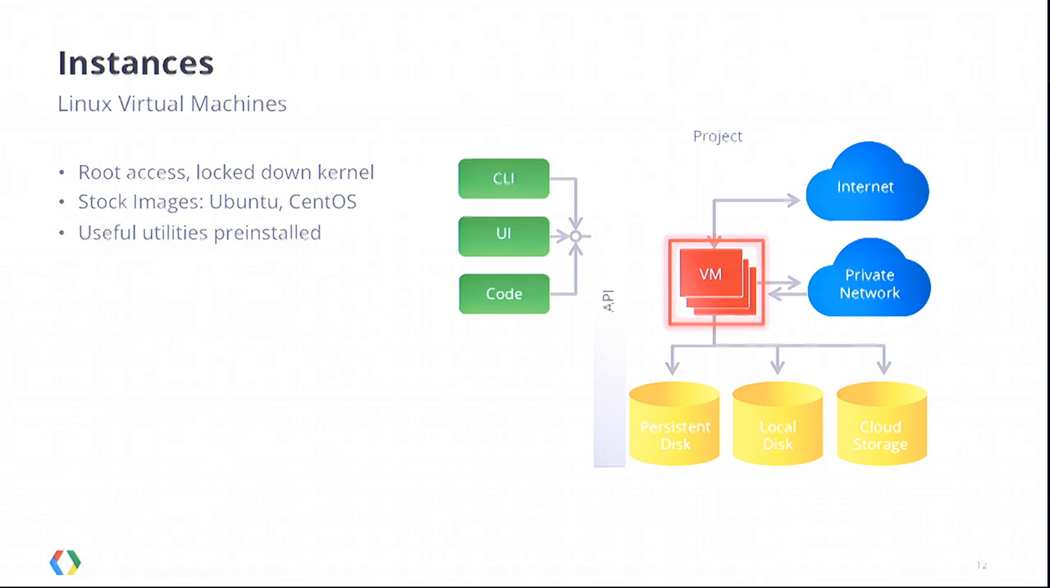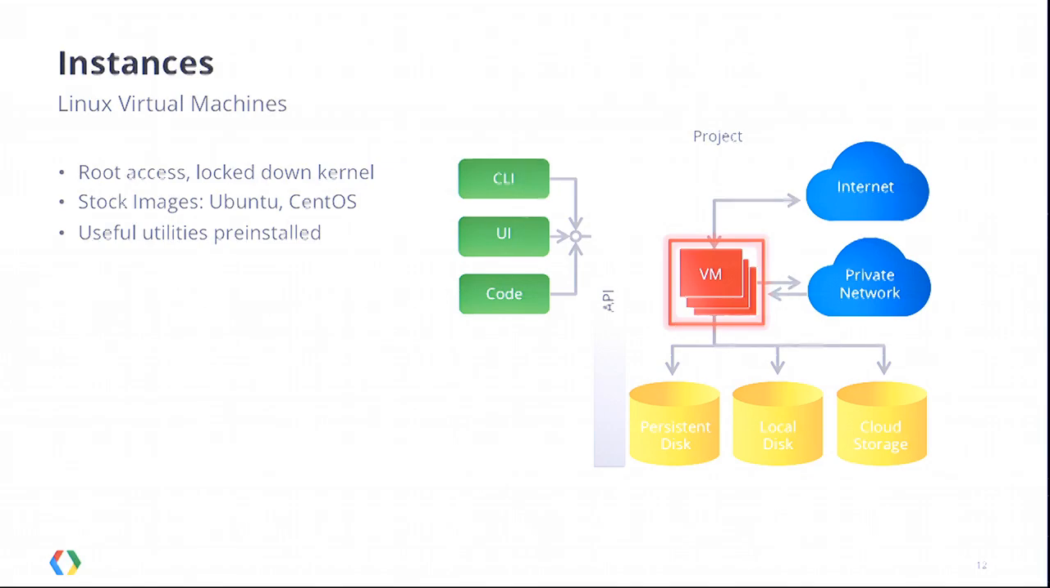One thing we should note is that we are locking down the Linux kernel. This is really for reasons of security and performance. We've tuned that kernel to work very well with our networking environment. We're offering a couple of stock images based off of Ubuntu and CentOS. You're free to customize these and build your own custom images. Or if you're a real hacker, you can build your own Linux distribution by hand carving bits.